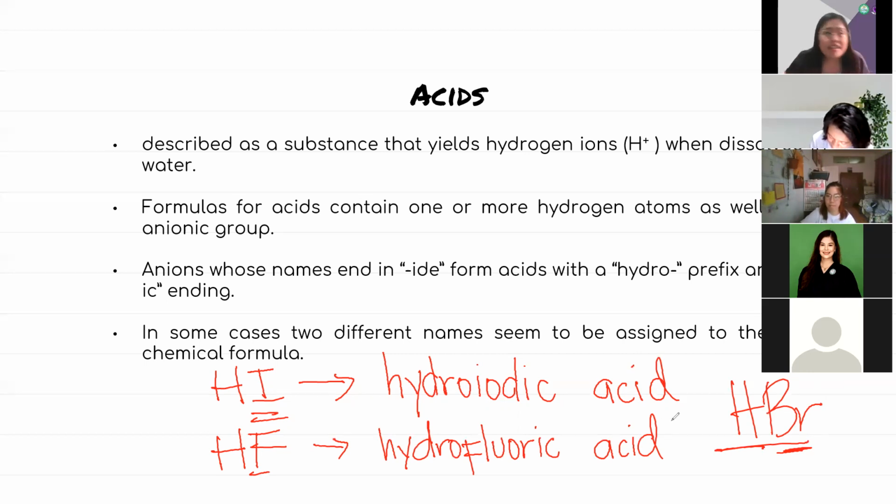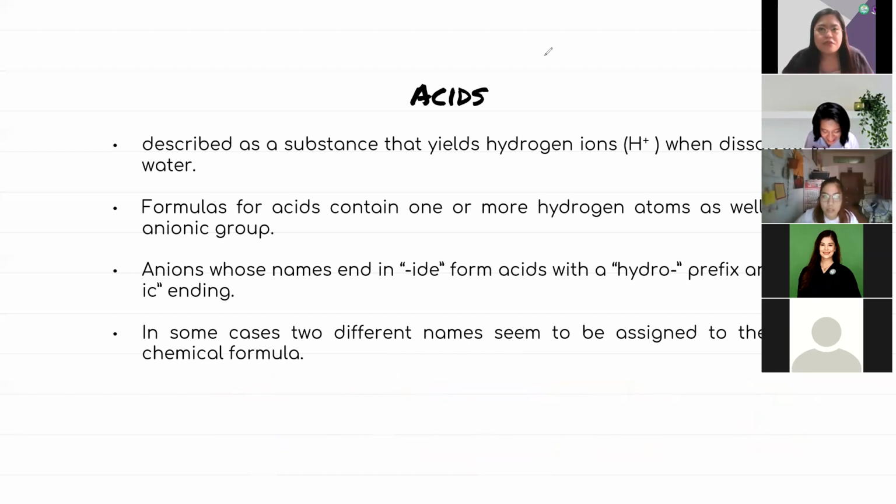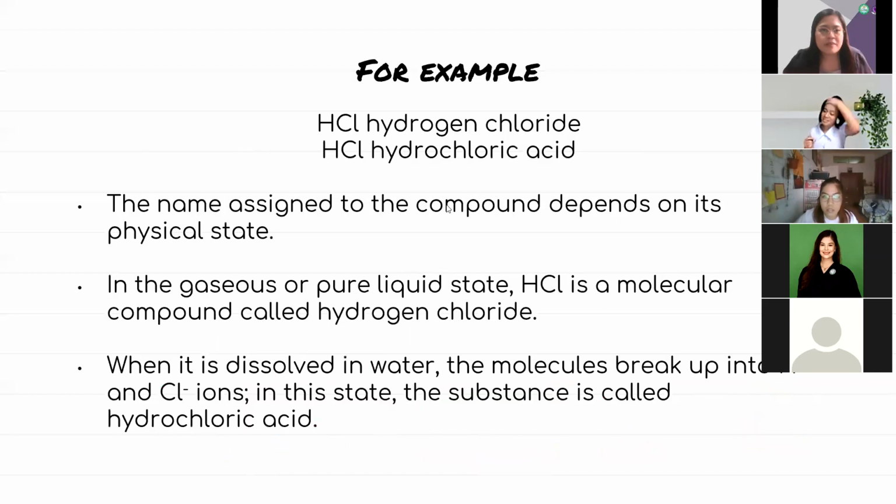But my examples here are just basic acids. Okay, basic acids lang ito. Kapag basic acid, that's how you name them. Hydro plus the name of the anion ending in IC and the word acid. Now let's move on to the more complicated types of acid.